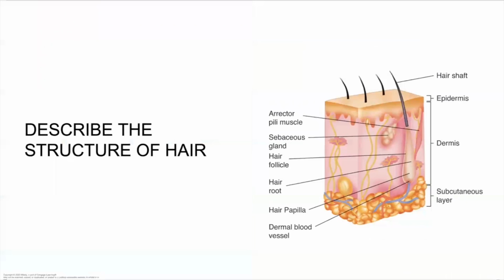So let's look here at the structure of the hair. So in this one, we are going to just take a second to look at the structure as a whole. The components that make up the hair, make up the follicle. You've got the erector pili muscles, you've got the hair shaft, you've got the sebaceous or oil glands, you've got the hair follicle, you've got the root, the hair papilla, and the dermal blood vessels.